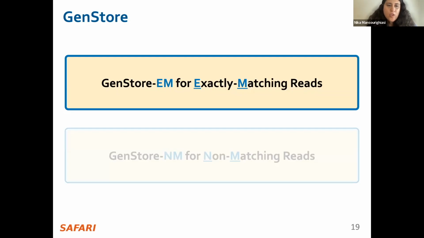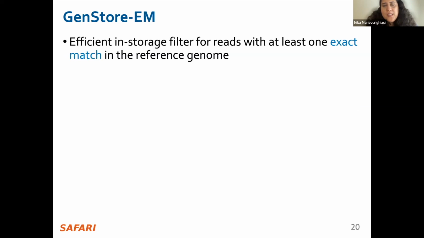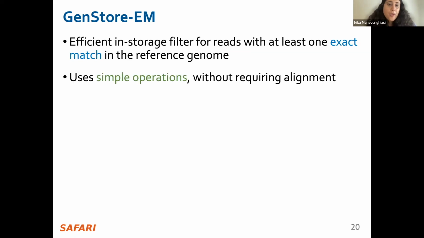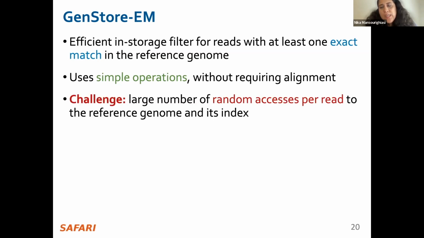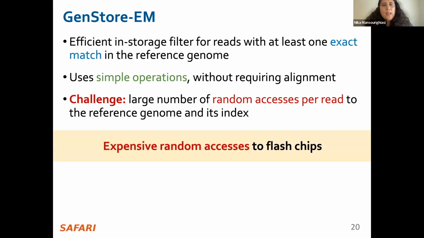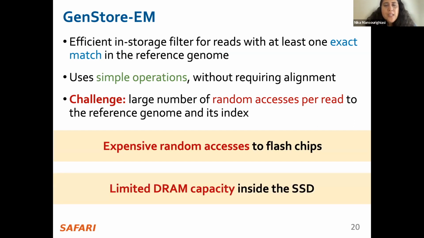So let's take a closer look at GenStore-EM. GenStore-EM accelerates read mapping by using an efficient in-storage filter to filter reads that have at least one exactly matching location in the reference genome, via simple operations without requiring expensive alignment. The key challenge in designing GenStore-EM is the large number of random accesses to large data structures inside the SSD. This is challenging because NAND flash memory exhibits poor performance for random access reads, and there is limited DRAM capacity available in the SSD, which is relatively small compared to the size of the data structures that need to be accessed.